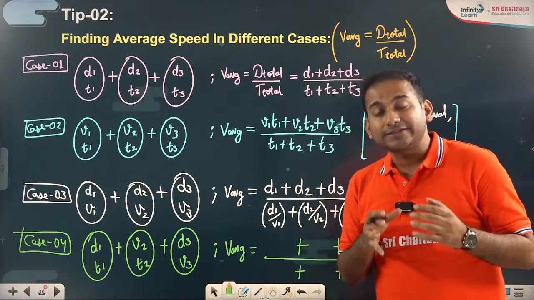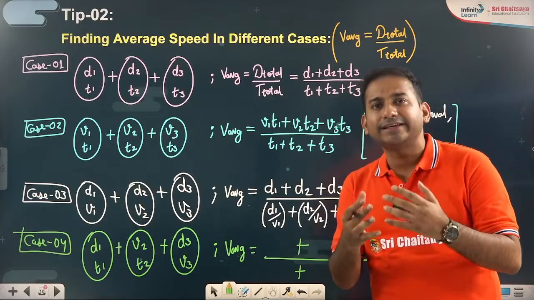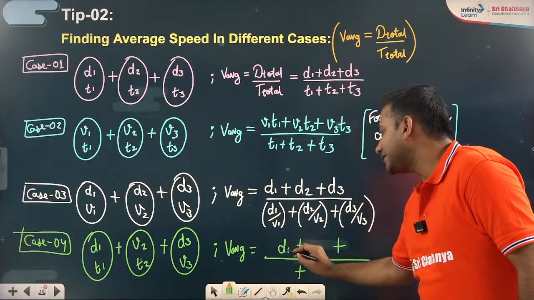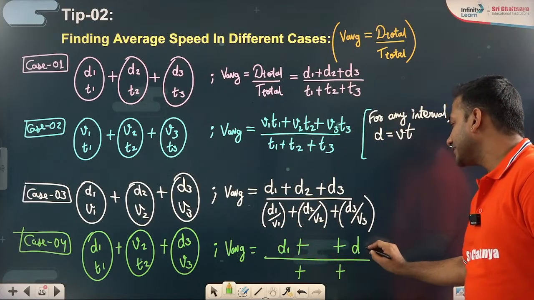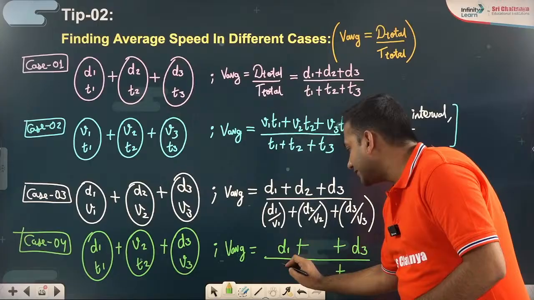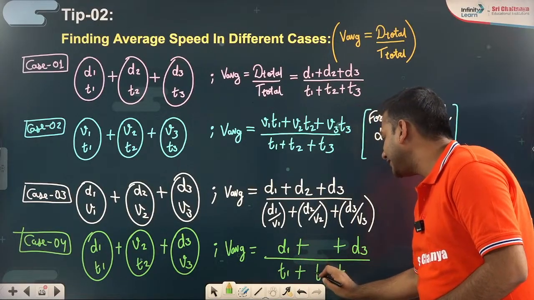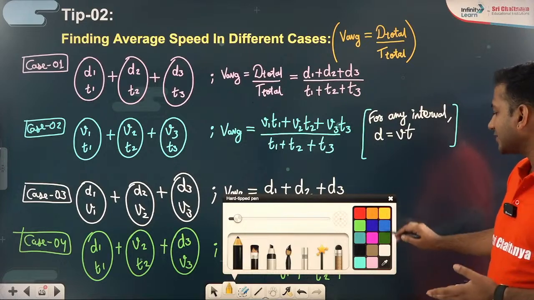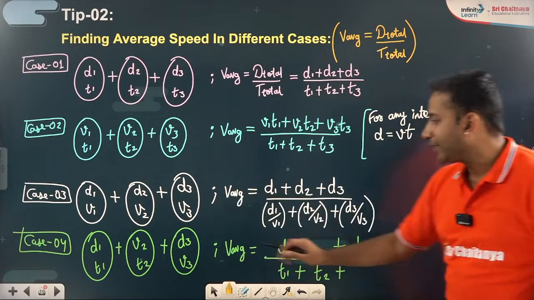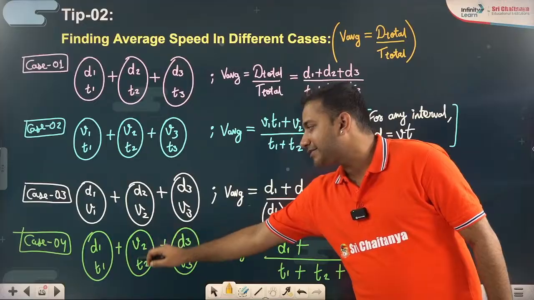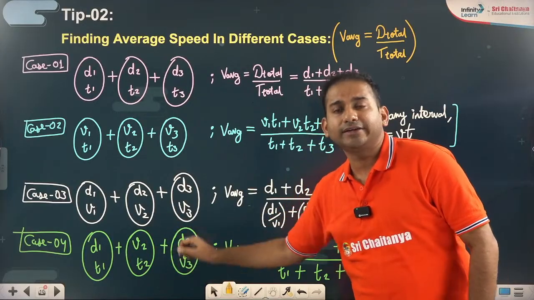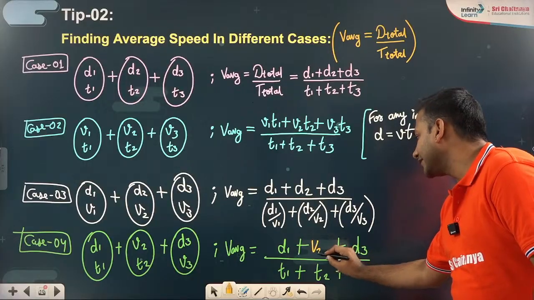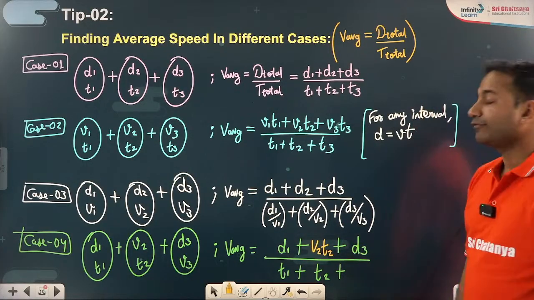Whatever time durations you can see directly, put it in the denominator. So in the numerator, d1 I can see, d3 I can see. In the denominator, t1 I can see, t2 I can see. The remaining things are not given as such, but we can easily find out. How? We need the distance for the intermediate interval. We can get it as v2 t2.